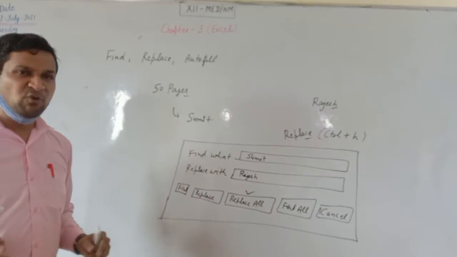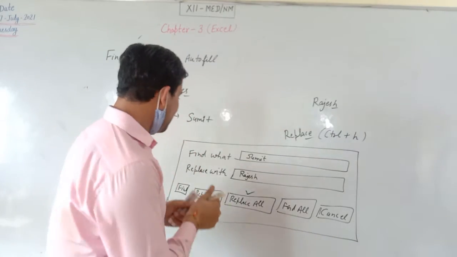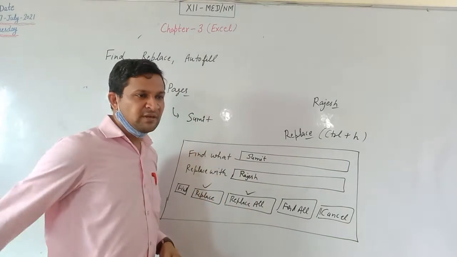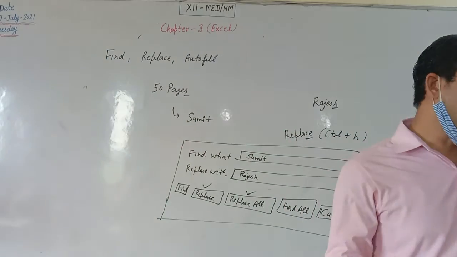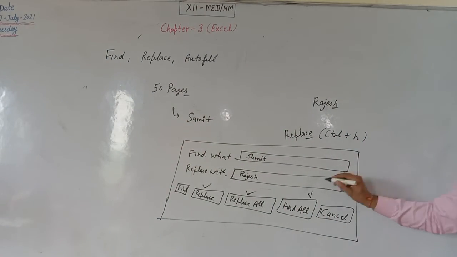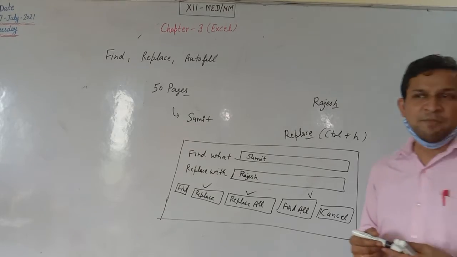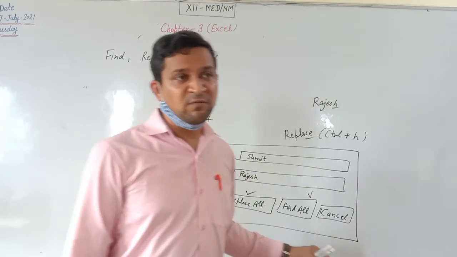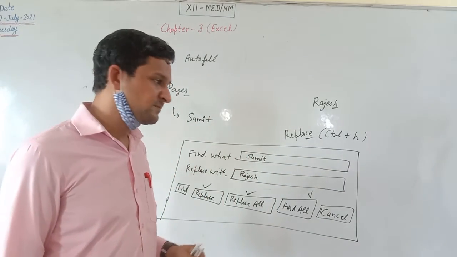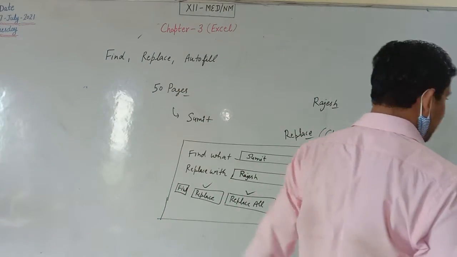If you want to change only the first position, in that case we can click on Replace. It will change only the first position. If we want to find out how many times it is written, we can select Find All. It will search how many times the same name is written. And Cancel, everybody knows, is if we don't want to perform this action. This is about the replace option.